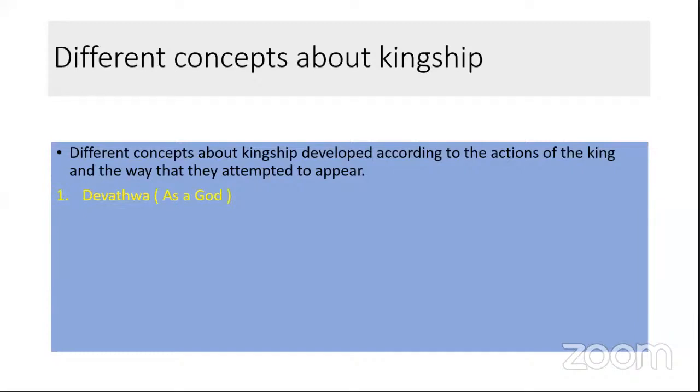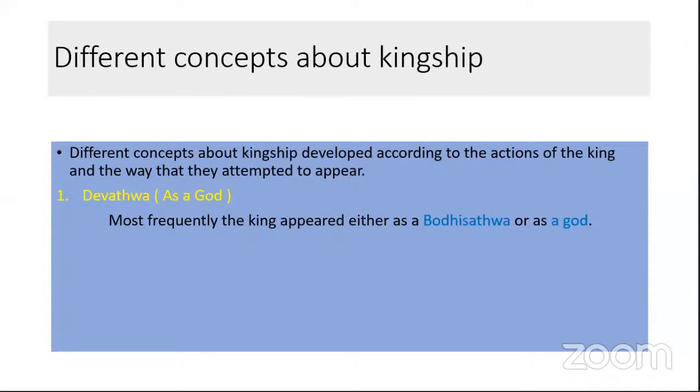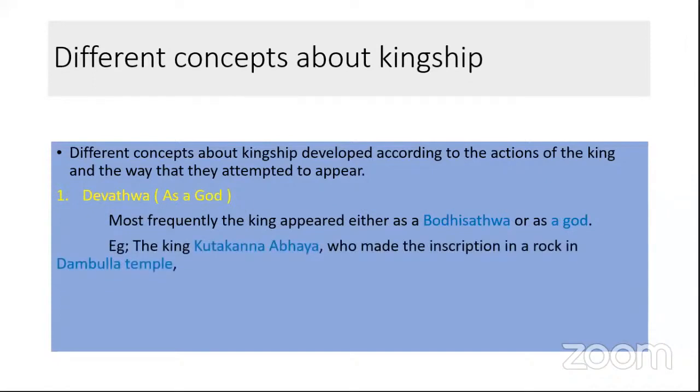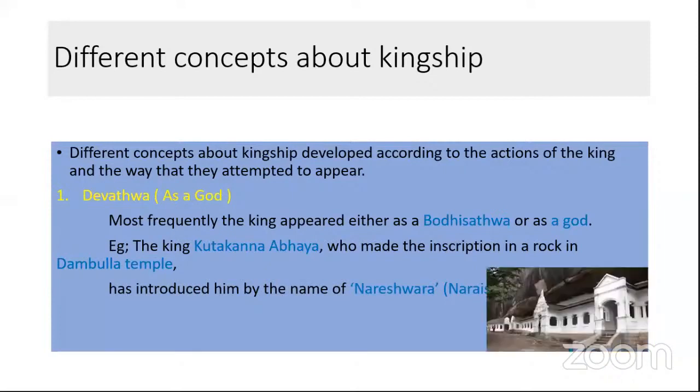Different concepts about kingship developed according to the actions of the king, how these kings appeared in front of people. Deva means as a god. Some kings wanted to appear in front of people as a god. So the example is Kutakanabaya, who made the inscription in rock in Dambulla temple. In that inscription, he used the epithet Nareshwara to call him. Nareshwara means Nara Isara, the head god, the god Ishvara for humans.